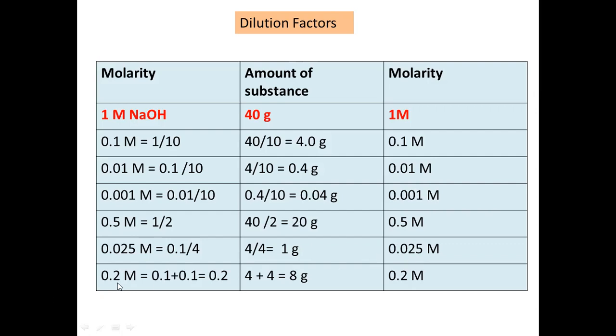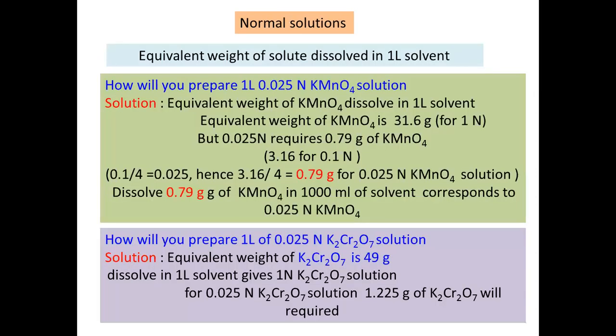Suppose one has to prepare a 0.2 molar solution. That is a summation of 0.1 plus 0.1, so take the quantity for 0.2 molar solution and dissolve in 1 liter. That will be the 0.2 molar solution. Then 0.5 is half the quantity of 1 molar, so the 1 molar quantity divided by 2 corresponds to the 0.5 molar solution. In this way, we can do calculations to prepare different types of solutions.